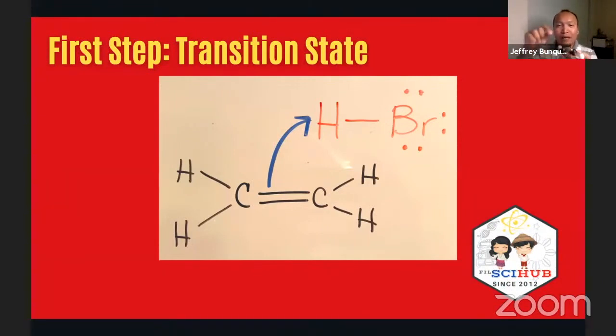So what happens here is that, ito po, I'm gonna be using a model here. If this is the pi bond, what happens is that your ethene molecule will actually use it to abstract or attack, to abstract your electrophilic center here, which is your hydrogen.